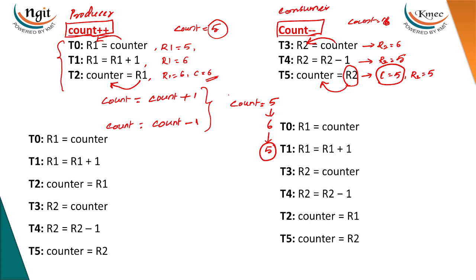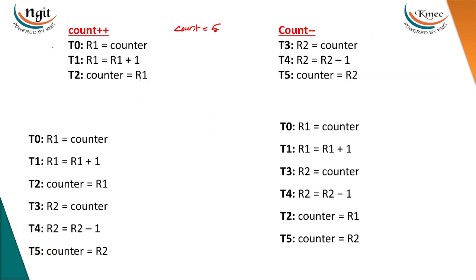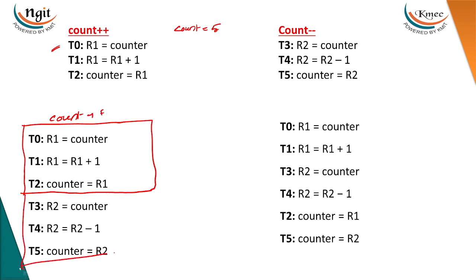Now there is a problem here. This is a variable that is shared by both producer and consumer. If we execute the statements of count plus plus and count minus minus separately, we get the same value. Initially 5, it is incremented to 6, and then decremented by 1, so it will be 5 only. So at the end the count value will be 5.